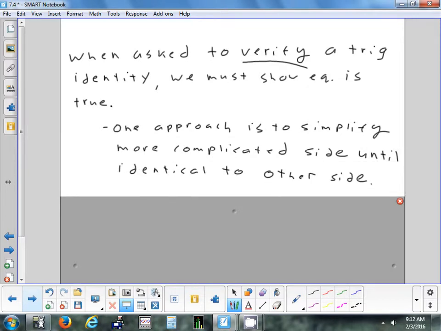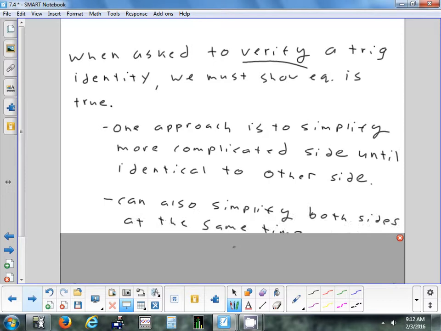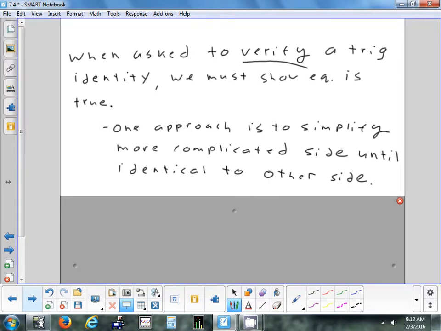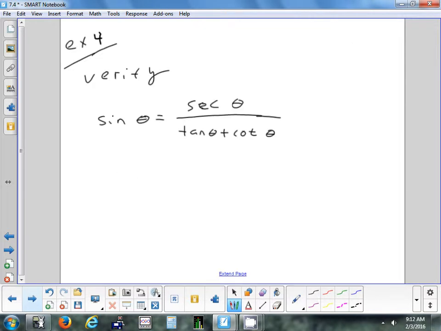Okay, another trick: if they're asking me to verify, I usually try to start with the side that looks more complicated. I always start with the side that's more complicated and try to simplify it, rather than take something that's simple and make it more complicated. So if I was doing this problem, I would start with this side and try to simplify it. Don't start with something that's simple and try to make it look more complex. Okay?